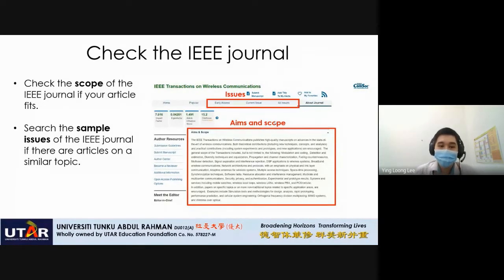And when you check the sample issues, it is good to also look at the content of the sample papers, because sometimes the journal quality is actually evolving.